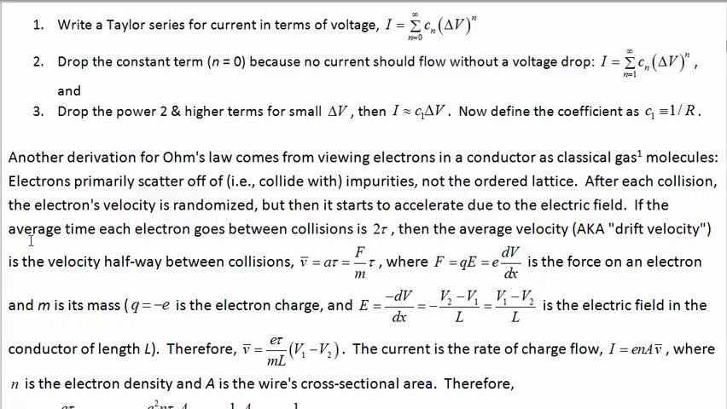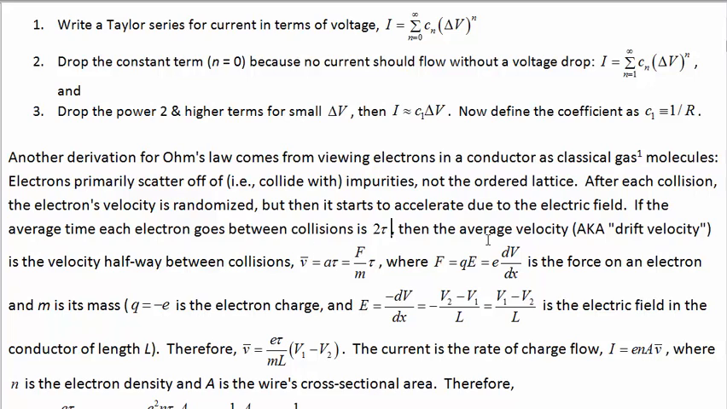Now, the average time between electron collisions with this lattice, we're going to call 2 tau. 2 tau is the average time between collisions. So then the hardest part in following through this derivation in the book is to think about what is the average time an electron has gone since its last collision.